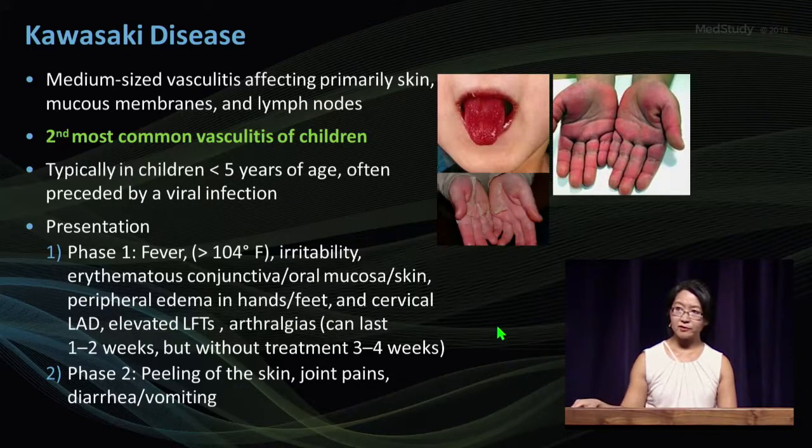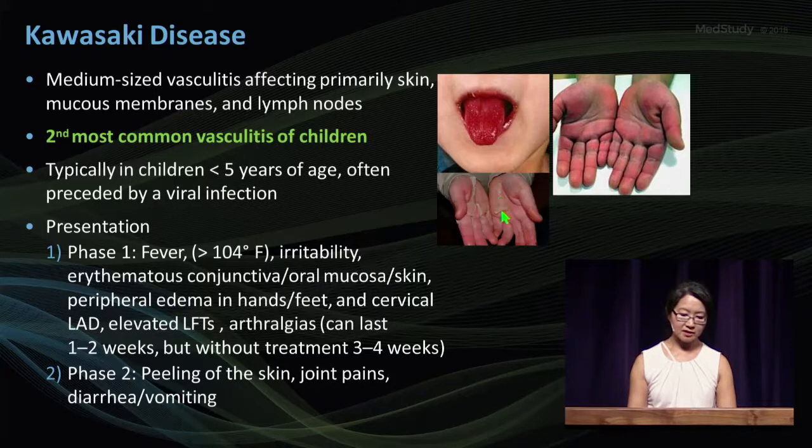Phase 1 is where there's fever. Typically, the fever can run high, up to 104 or more. The patient will be irritable. They'll have erythematous conjunctiva, oral mucosa, or skin. So you'll see red eyes, red tongue, red skin. Peripheral edema in the hands and feet can occur. This is an example of peripheral edema. These patients also can have cervical lymphadenopathy, elevated LFTs, and joint symptoms. The joint symptoms can last about 1 to 2 weeks with treatment, but without treatment, it can last longer, about 4 weeks. The second phase of Kawasaki's disease is actually peeling of the skin.